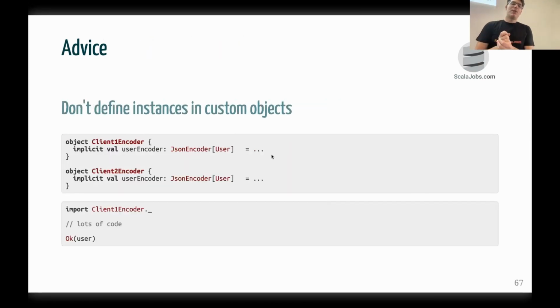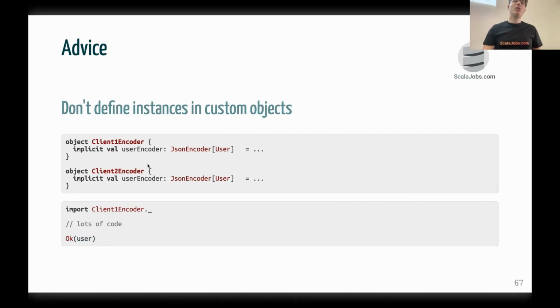Now, a few pieces of advice if you want to work with this pattern. First, don't define your instances of your type class in custom objects. Why? Because when you see code like this, OK of user, then the behavior of this line depends on your import. And this may be hundreds of lines above, and nobody checks the import anyway. So it makes your code difficult to understand.